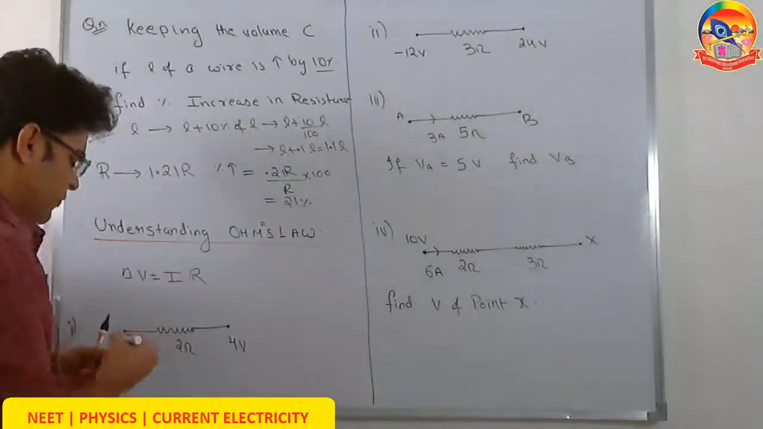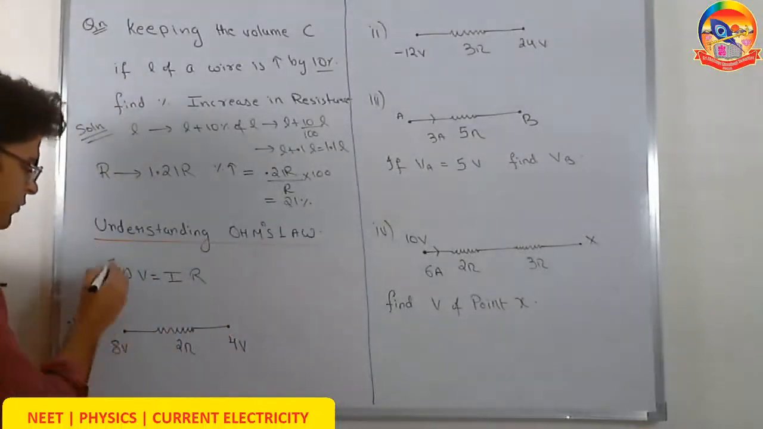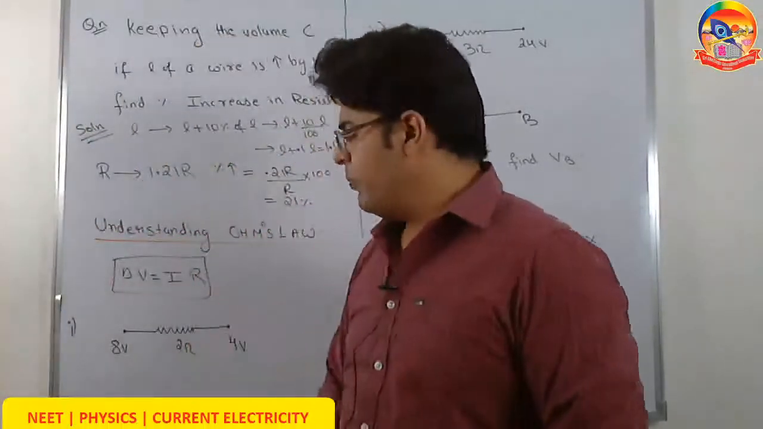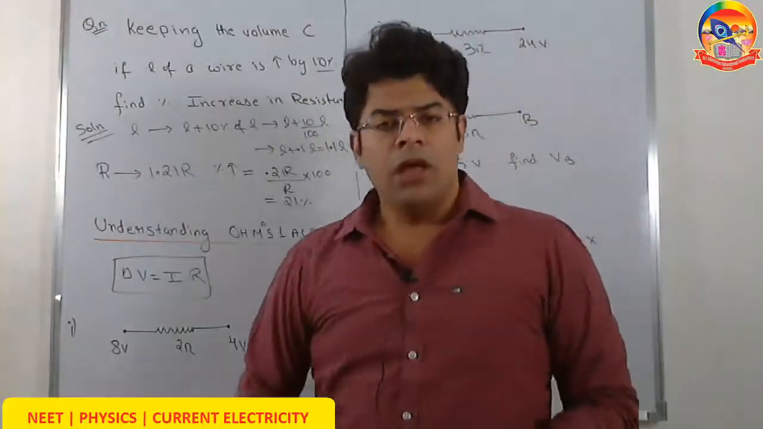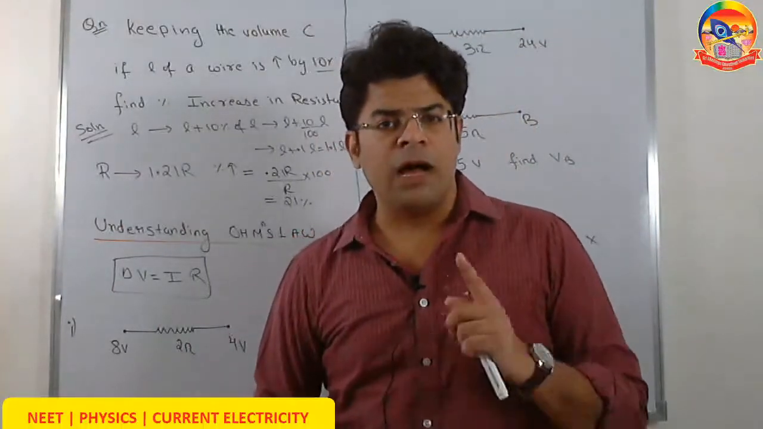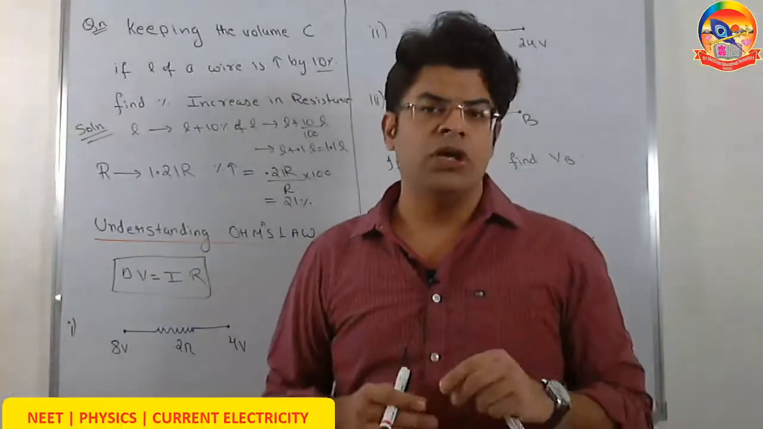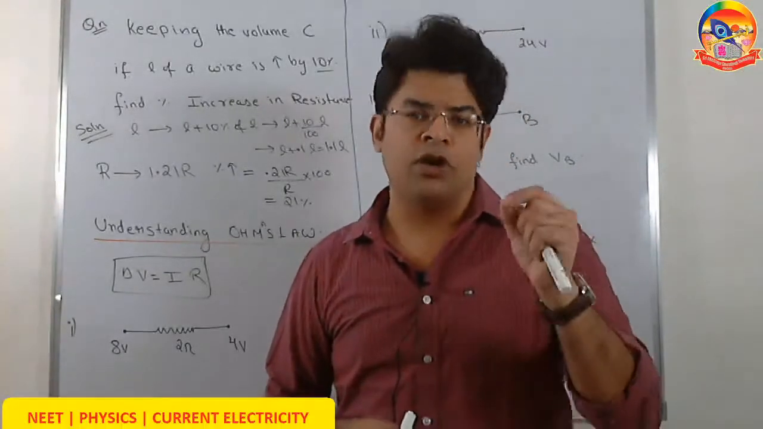Ohm's law tells us that V equals IR, but what is V here? V is the potential difference between the terminals. Now, you should know that current flows from higher potential to lower potential. This is a statement all of us know, but this statement is valid only for resistance.